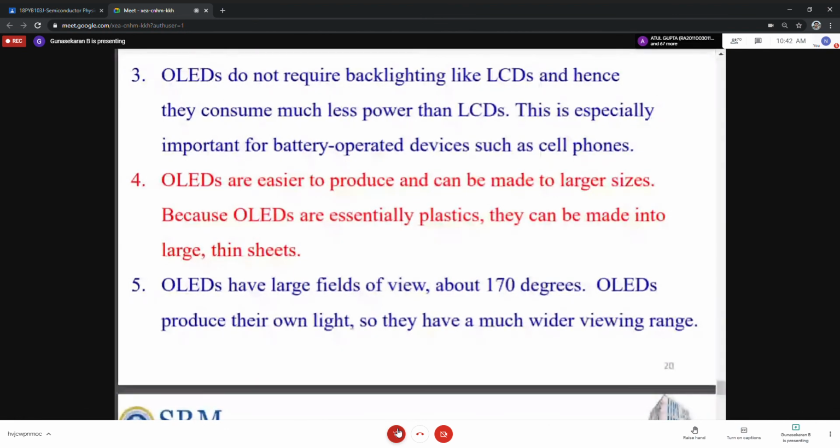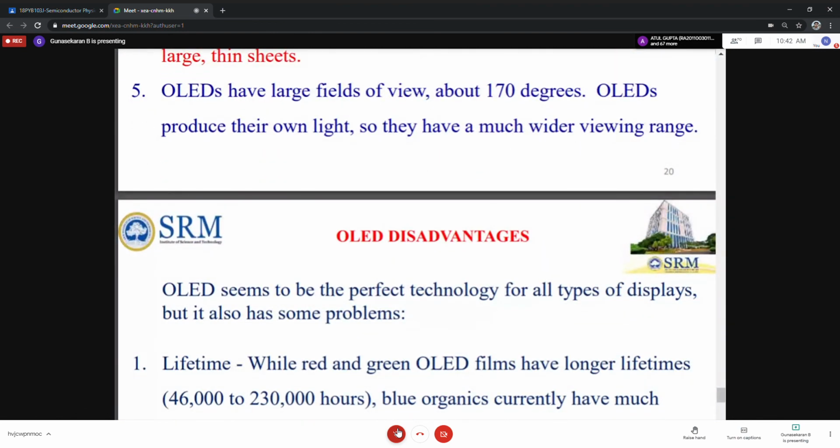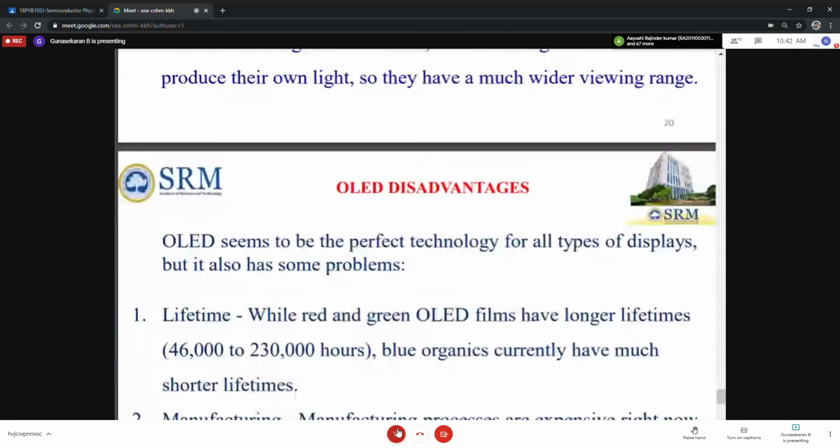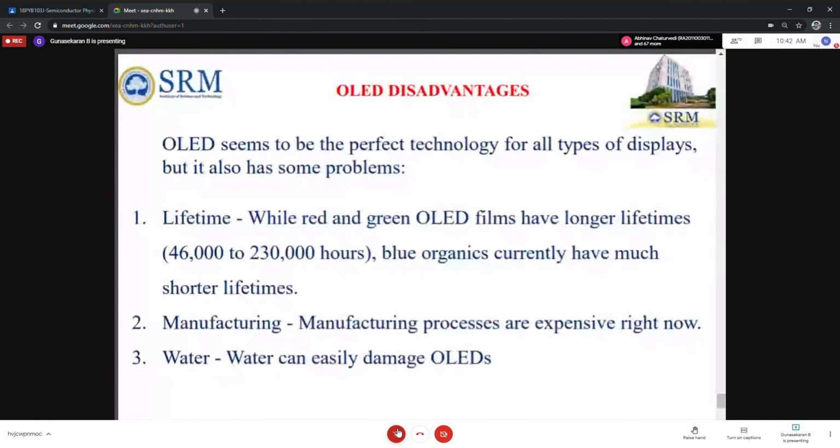But some disadvantages are also there. So the main one is the cost. The process is more complex, and cost-wise it is highly expensive. Second, water. The water can easily damage it. I think almost all of you know. Yes. Say yes or no? Yes. Yes, sir. These are all the disadvantages.